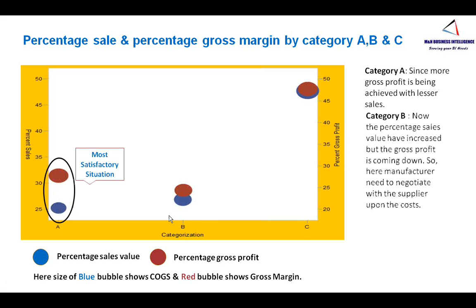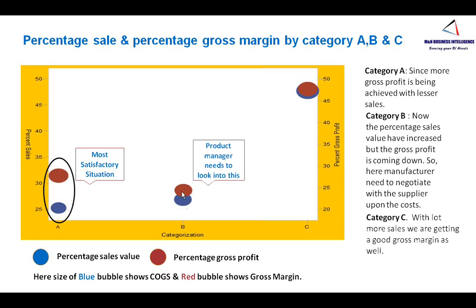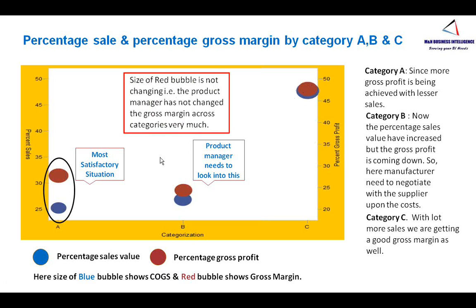Now in category B, your sales have increased, but your gross profit has come down. So your sales have gone up, the blue circle has gone up, but the percentage of gross profit has come down. So the product manager has to look into this. Why is it happening? Now in category C, with a lot more sales, we're getting a good gross margin as well. The most important thing is that this red circle is not changing in size. So the product manager actually hasn't changed the gross margin across various product categories.